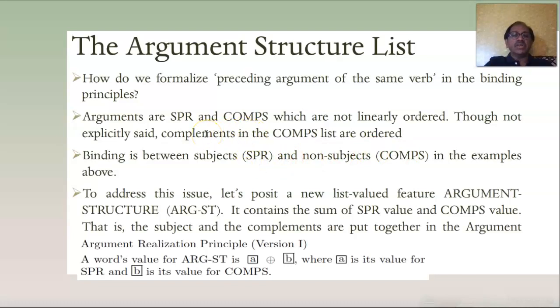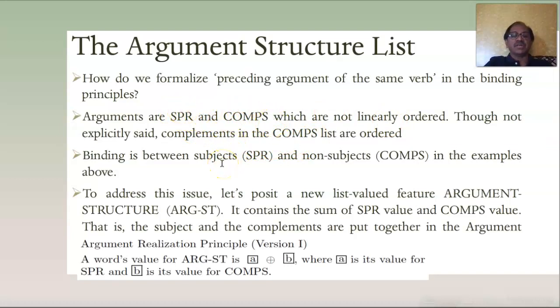And also we need to note that complements in the comps list are ordered. Though we didn't say it explicitly, if you have two complements in a comps list, for example, in a ditransitive verb, when you say John gave Mary an apple, Mary and an apple are two NPs. They are ordered in the comps of the verb give. So there is an order only in the comps list, but not between specifier and comps.